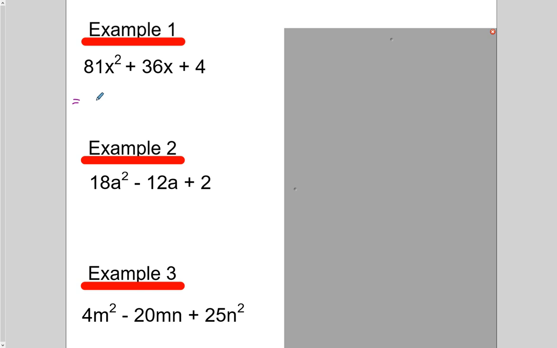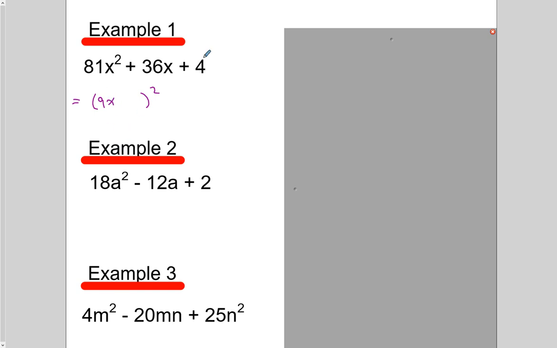Okay, so right away, here's what I can see. I know I'm going to end up with this as my final answer. Now I want to look at my first term. My first term is 81x squared. So it would be the square root of 81x squared. Well, the square root of 81 is 9, and the square root of x squared is x. So it's going to be 9x. That's going to be my first term.